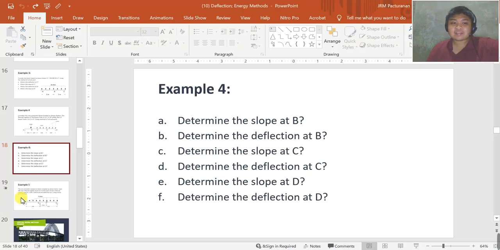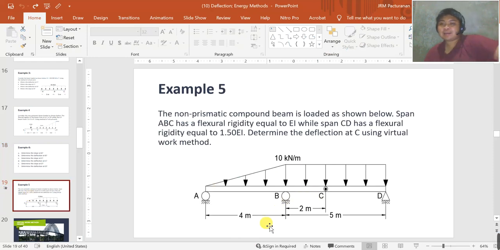And my last example para sa application of virtual work is kapag meron na namang internal pin.